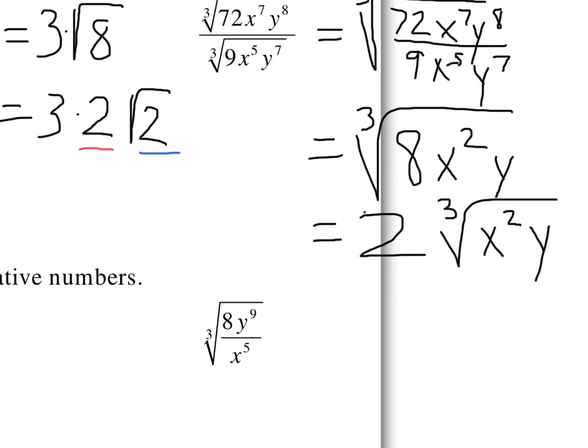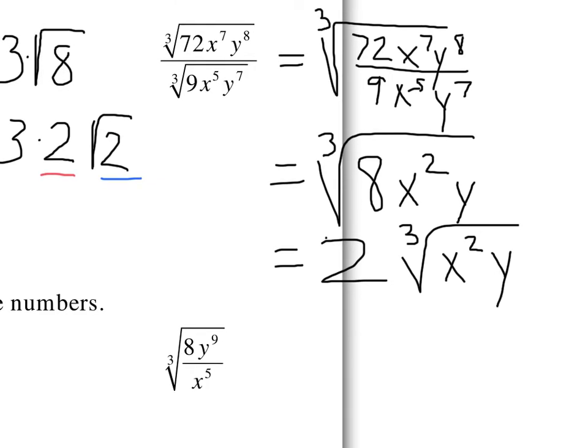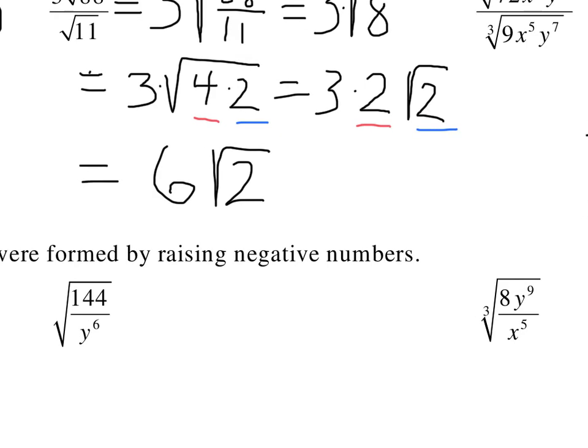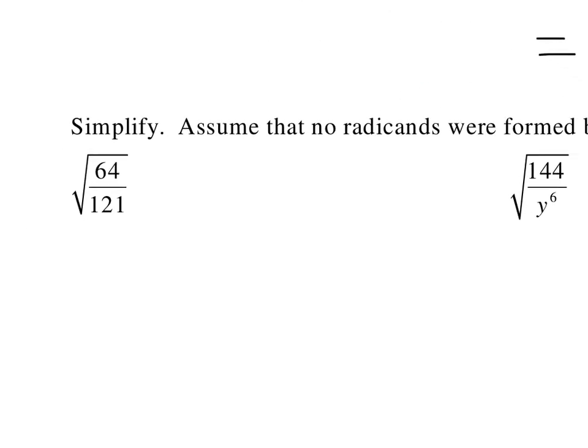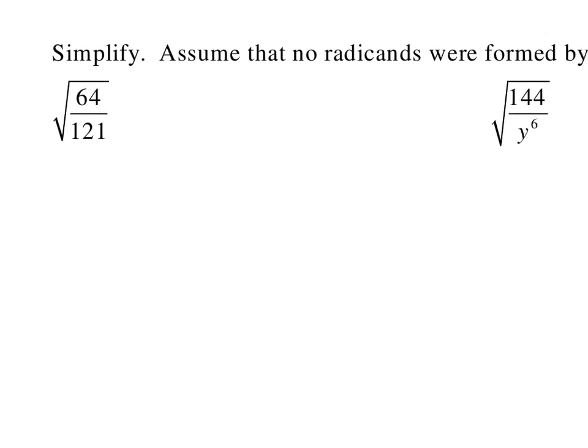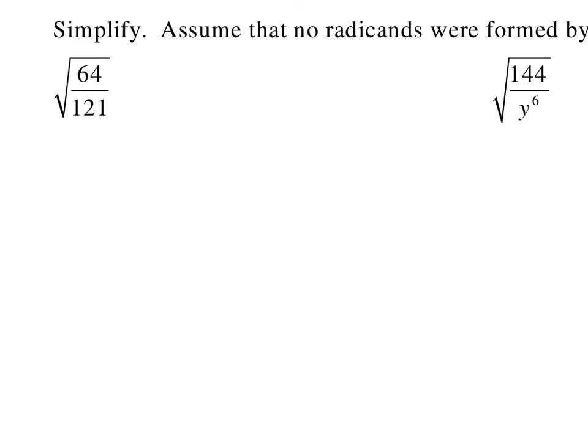It still looks a lot better than the original problem, so even though we don't feel like we've quite done enough, we've made it a lot better. We have to simplify and assume that no radicands were formed by raising negative numbers.